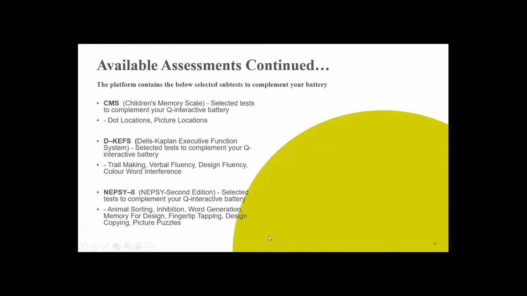There are 3 assessments that don't contain the full set of subtests, but do contain selected subtests, which are there to complement your assessment battery and allow you to bring those subtests in if you want to test for a particular condition. And you can see on screen there, those are subtests from the CMS, the DCAFs and the NEPSI. As I said, it's not the full battery though. So if you want to do a full NEPSI or a full DCAFs, you would still need the paper kit currently for those assessments at the moment.